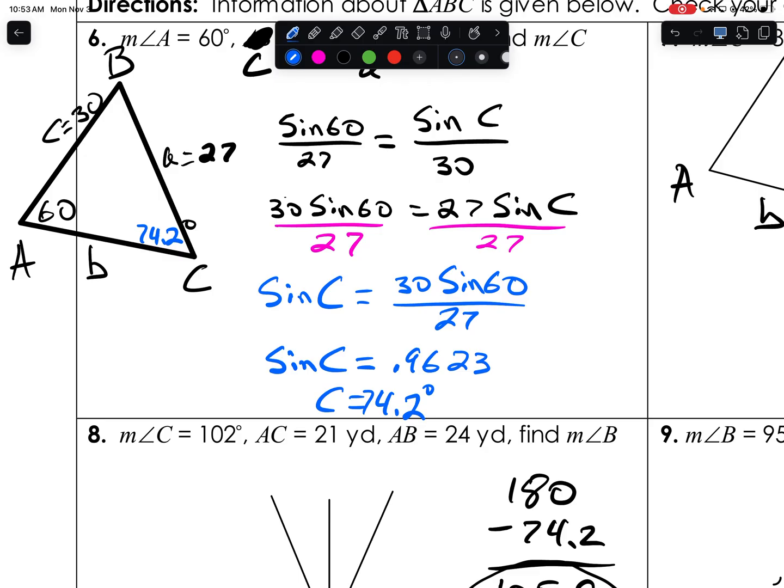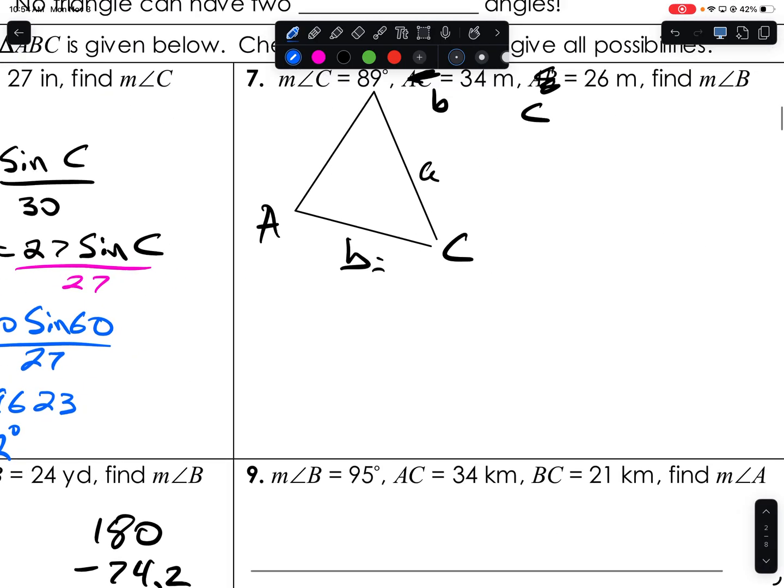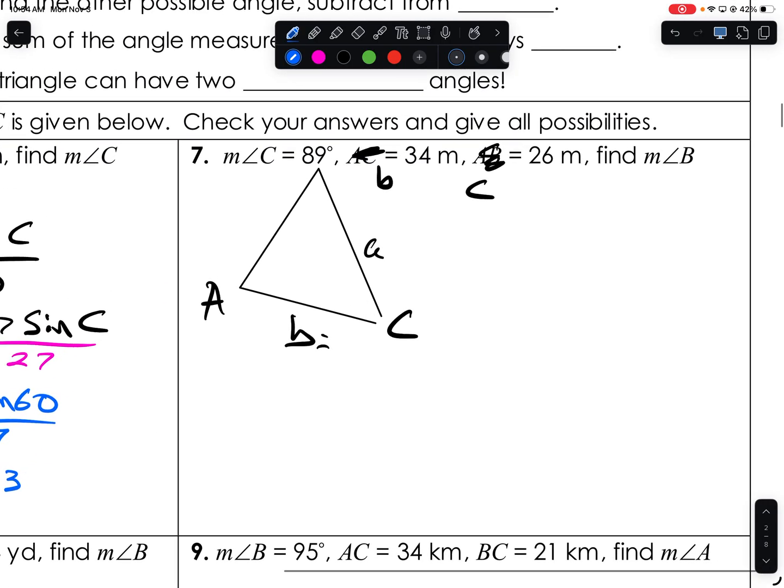Okay, so if I needed to find angle B, what would I do? 180 minus the other two, right? And then I could figure out side B by doing law of sines again. Okay, so no problem. All right, write down number 7. So B is 34.